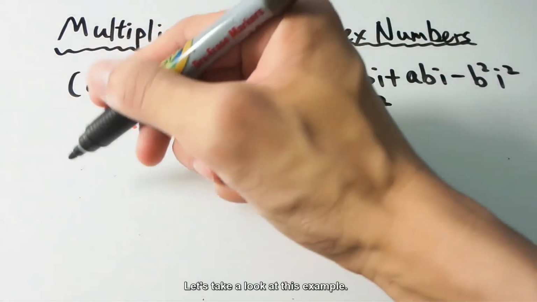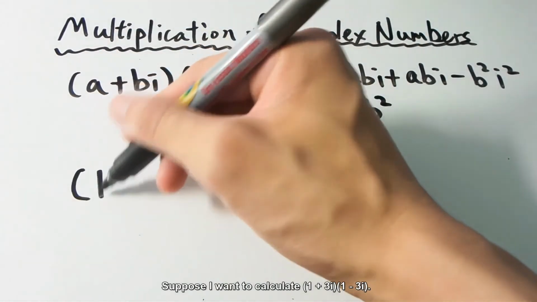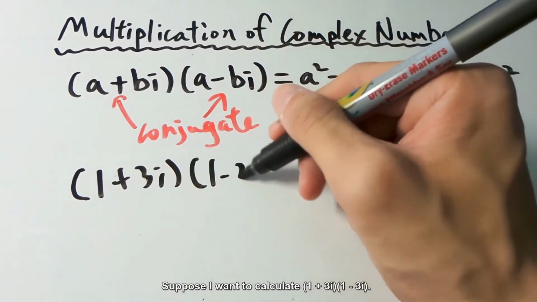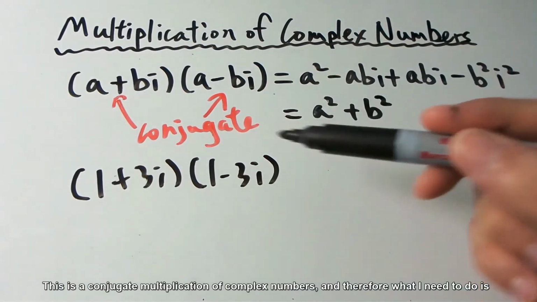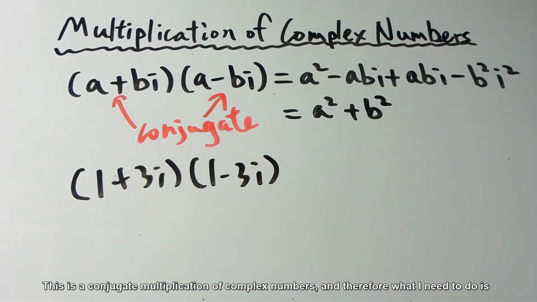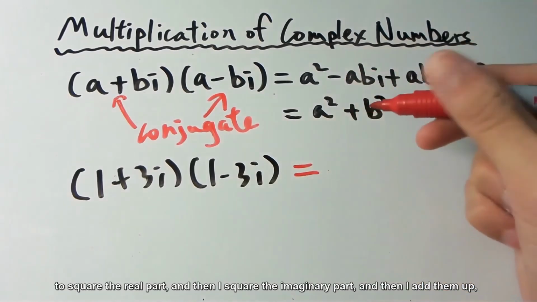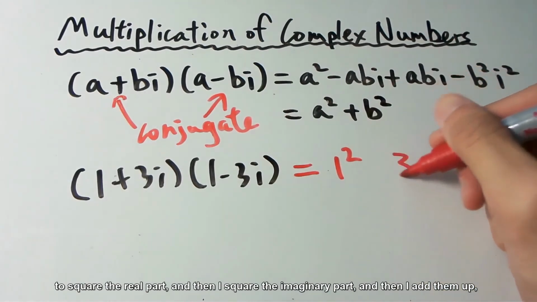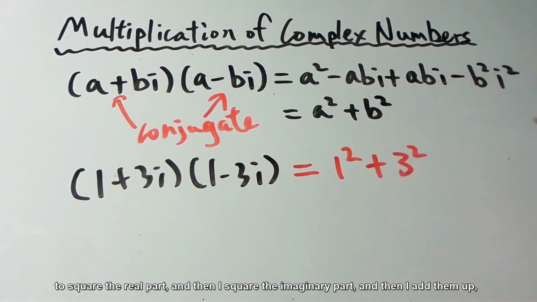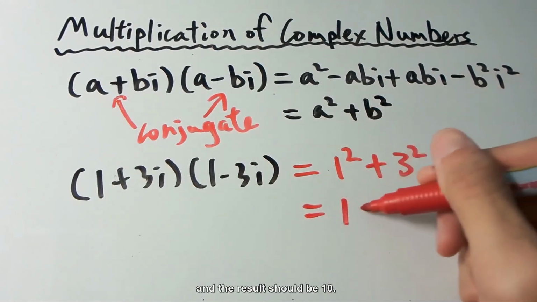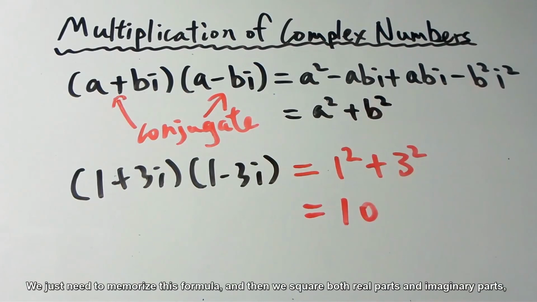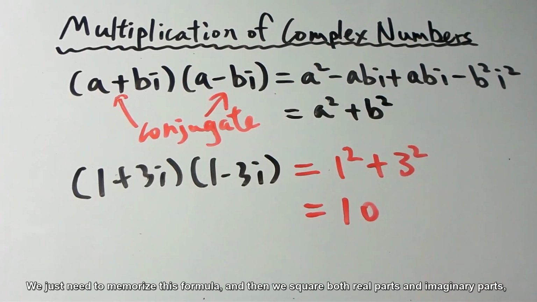For example, let's take a look at this example. Suppose I want to calculate 1 plus 3i times 1 minus 3i. This is a conjugate multiplication of complex numbers, and therefore what I need to do is to square the real part, and then I square the imaginary part, and then I add them up, and the result should be 10. Therefore, this is a simple calculation. We just need to memorize this formula, and then we square both real parts and imaginary parts, and then we add them up.